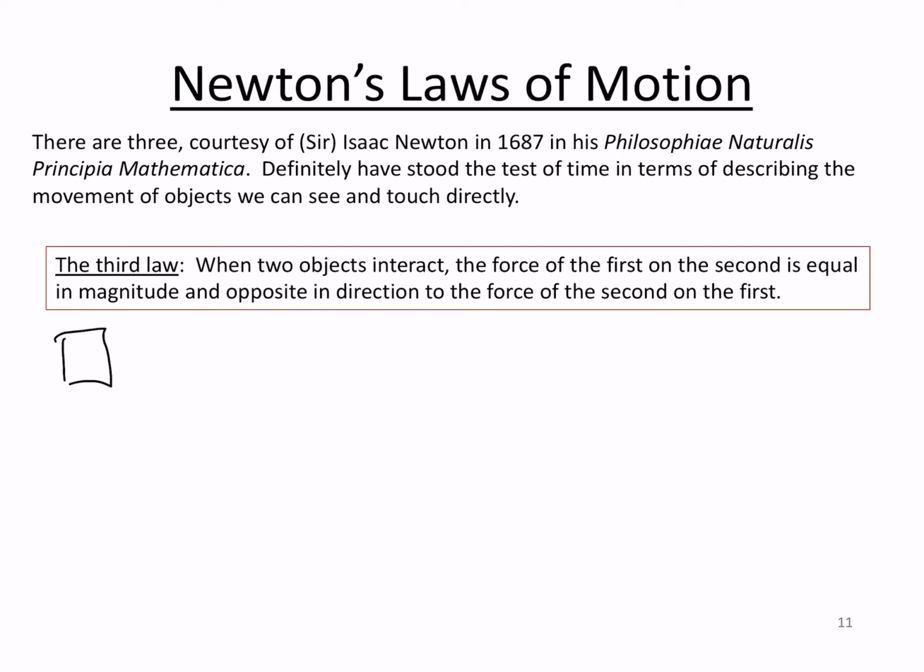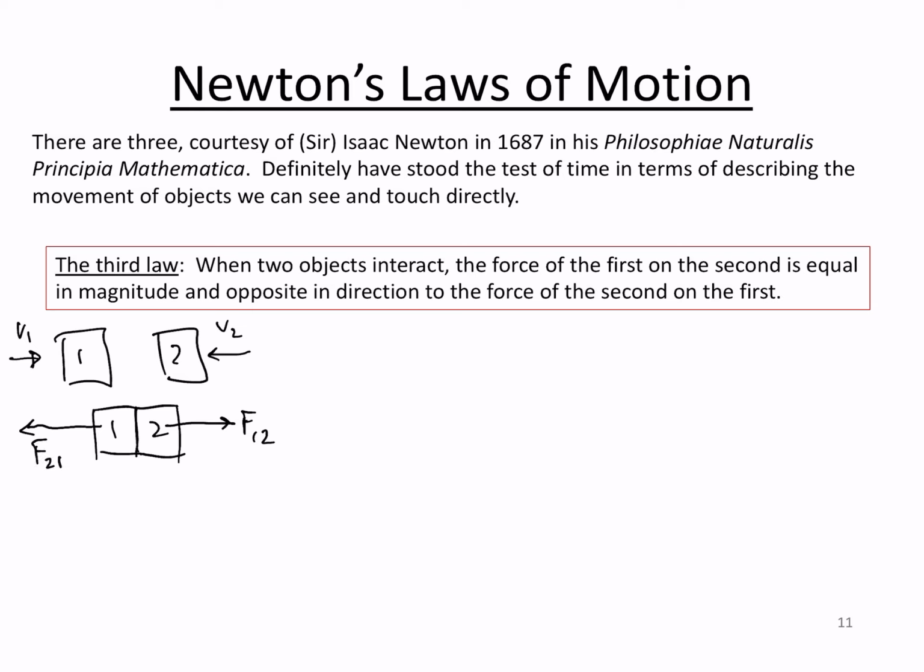So, in other words, if we have object 1 and object 2, at this point they're separated, right? They're not exerting forces on one another, but when they come into contact, say they're moving with some velocity this way, and this one moving with some velocity that way, and so they're going to collide. And when they come together, then the force of the first object on the second object is equal in magnitude and opposite in direction to the force of the second object on the first.